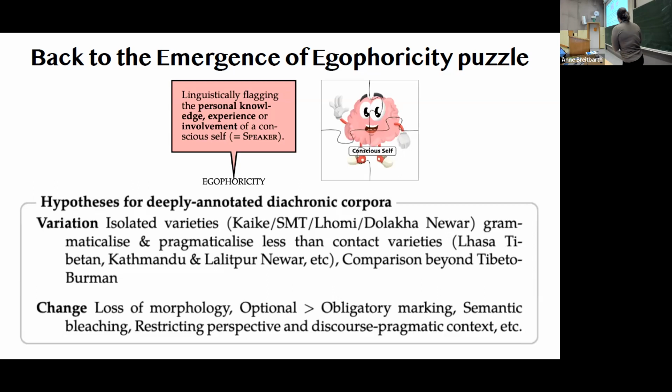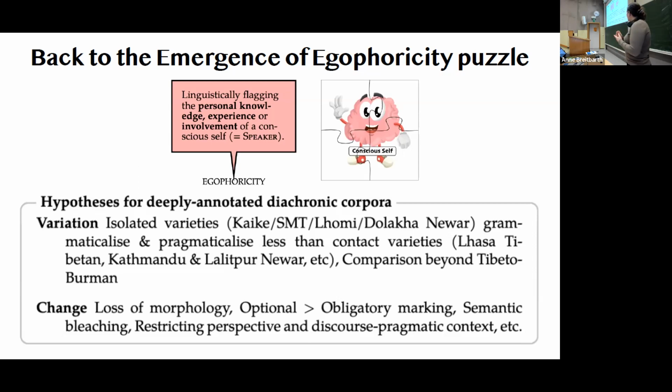What we're looking at specifically is the loss of morphology, which is difficult because there's not a lot of morphology to begin with. The difference between optional marking and obligatory marking of things. The semantic bleaching, which is difficult to spot in a corpus, but there are ways, hopefully, to find that.